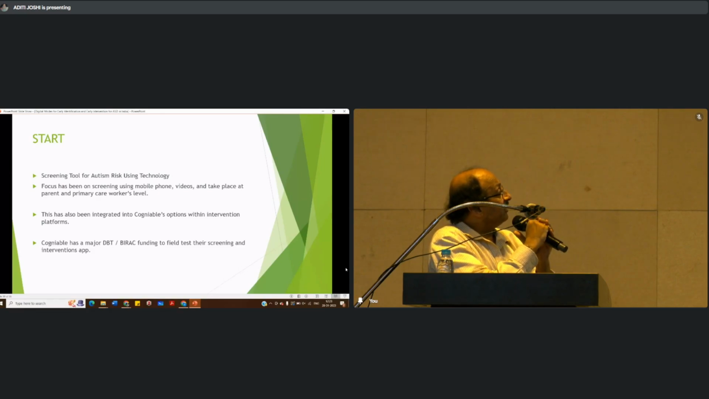Cognable has really got a little ahead of the group on this kind of work. So you can read up about START. You just put START and autism, you'll get to read a lot about that work. Next slide. This is another exciting work.